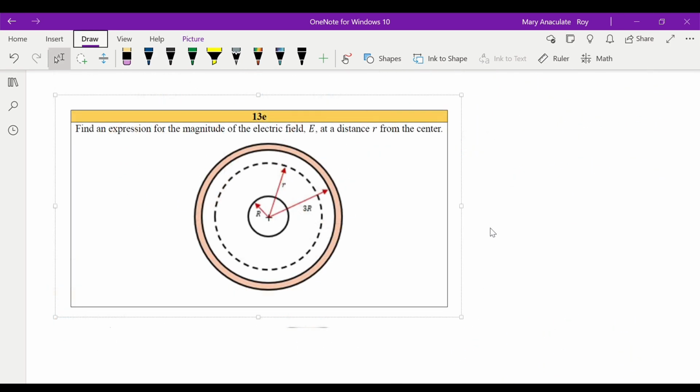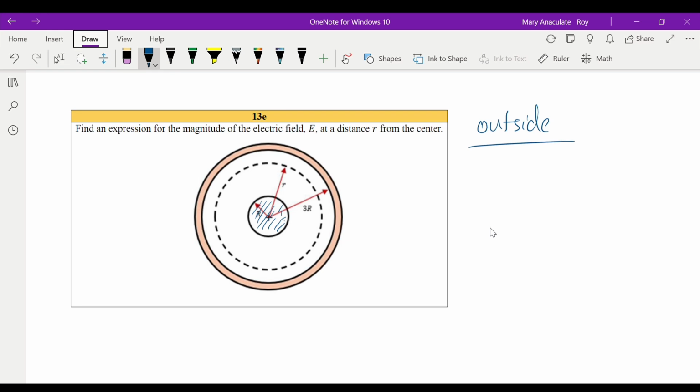The last part of the question is 13e. Find an expression for the magnitude of electric field E at a distance r from the center. This is very similar to a solid sphere, right? A solid sphere, and at a distance outside. So this is outside the solid, with the same argument or a similar equation.